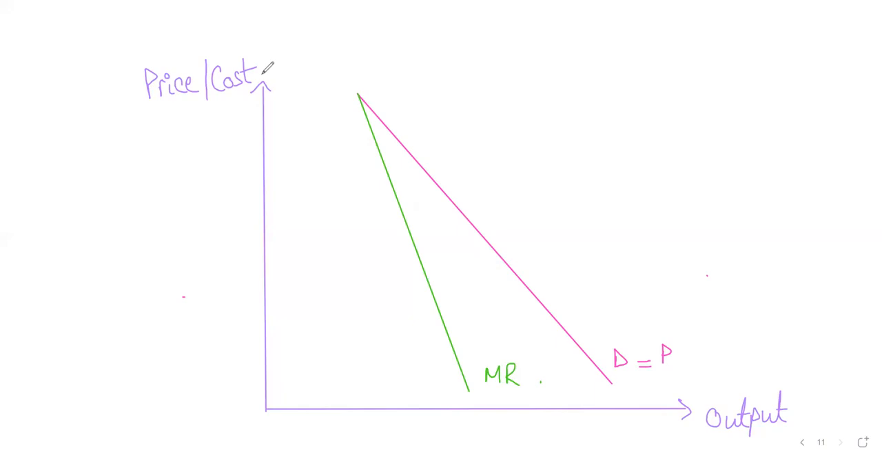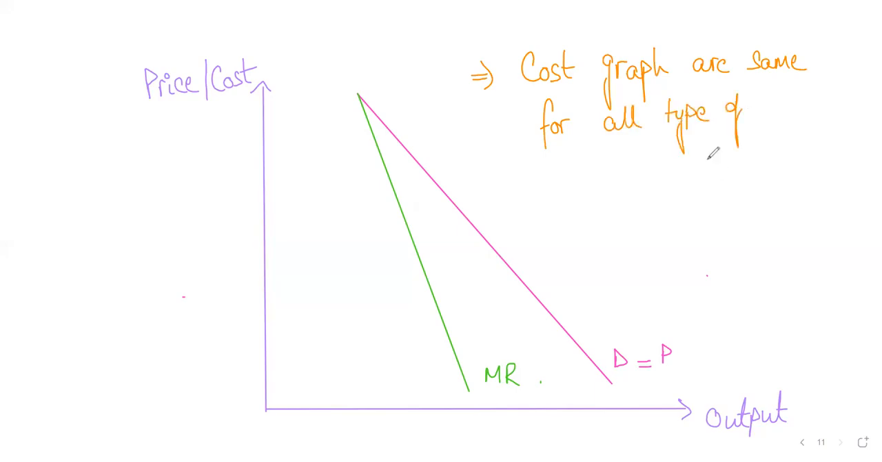Okay. The other thing that you need to remember is that cost graphs are the same for all types of business. So don't ever get confused. The shape of the cost graph is the same for all types of businesses, which means that whether you are a perfect competition firm or a monopoly firm, the cost graphs will not change. Does this make sense? Is this clear? Can we move on?